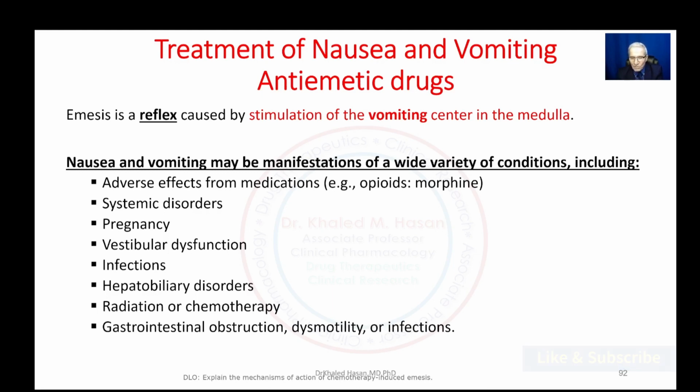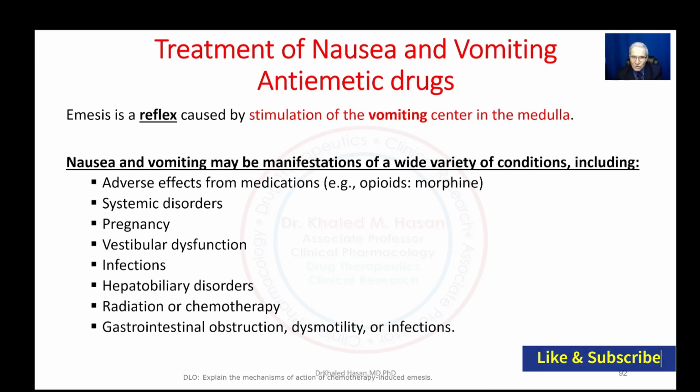This one maybe we can put in our differential diagnosis. When you have patients suffering from nausea and vomiting, start thinking about these possible causes. The first, for example, could be an adverse effect from medication, could be opioids, morphine, and so on. So we have a list of medications that may cause nausea and vomiting.